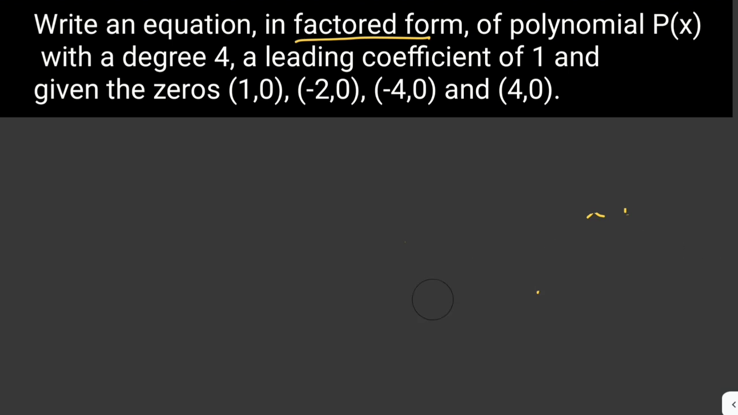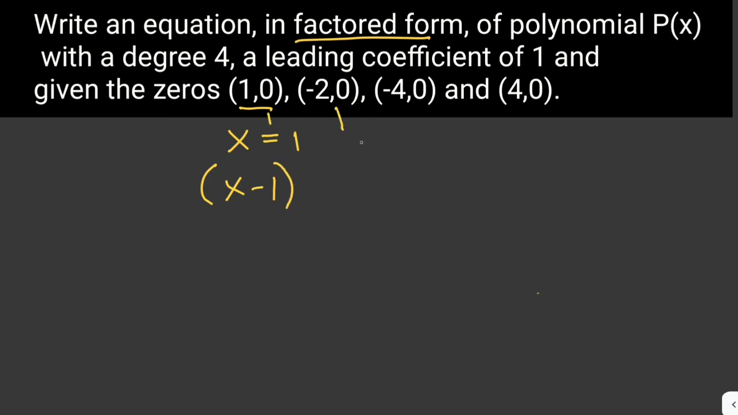Then we're given the zeros. The zeros are the values for x when y is equal to 0. So let's solve this problem. Given that the equation has a degree of 4, that means it has 4 factors. And we're already given the 4 zeros here. So we can directly write the factors. Here x is equal to 1, so our factor would be x minus 1.